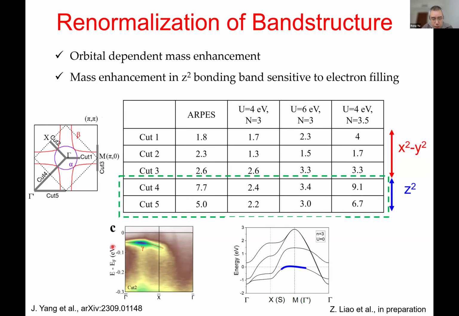However, remember that this band has the orbital character of the dz square bonding state, which is called the gamma band in the experiment. And we just discussed that this orbital has a very sensitive orbital selective correlation effect, very sensitive to the total electron filling number. So by just increasing the filling number a little bit, we see that the mass enhancement, particularly for this orbital, is enhanced largely. So this could be one explanation for the experimentally observed value. But definitely there could be alternative explanations, because in the experiment this band is slightly below the Fermi level, whereas in our calculation it still crosses the Fermi level.